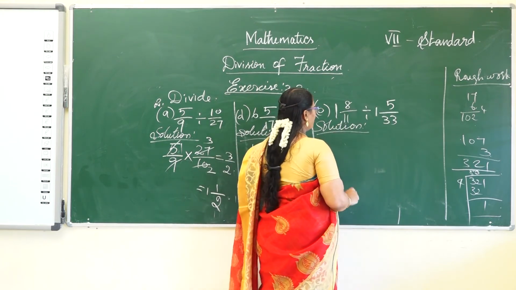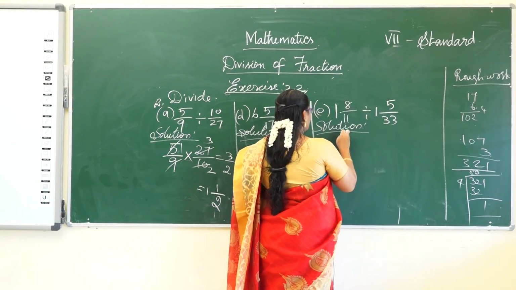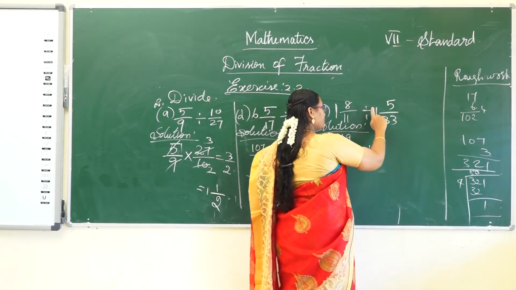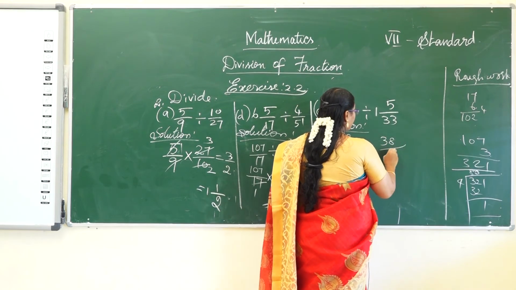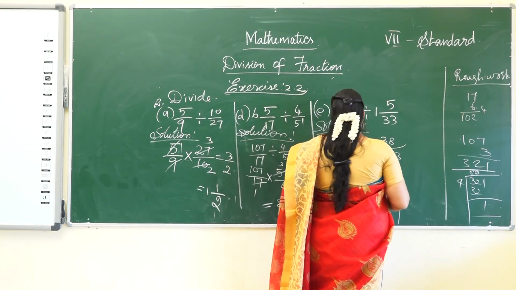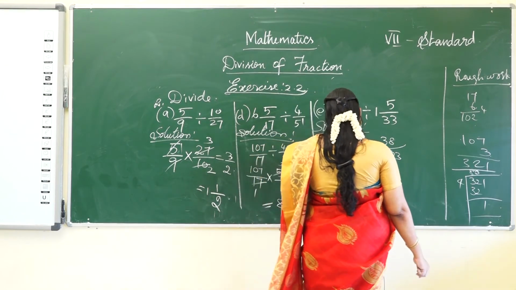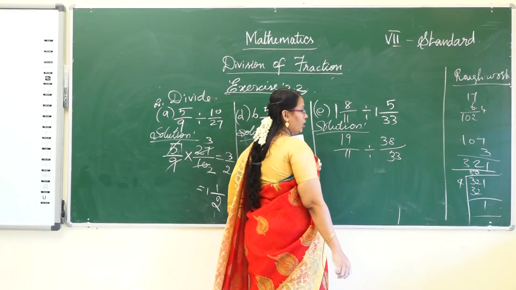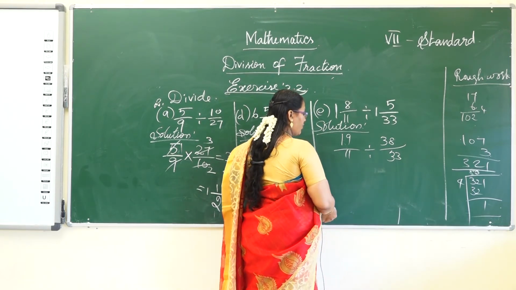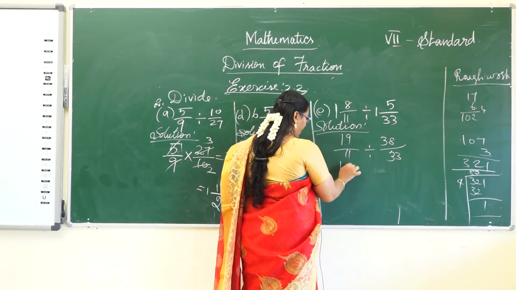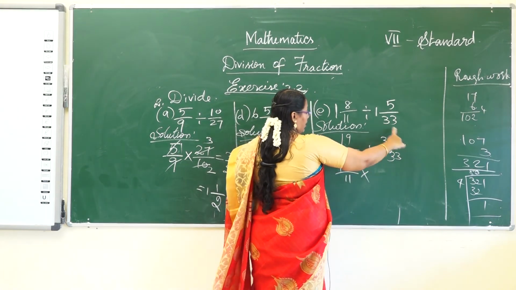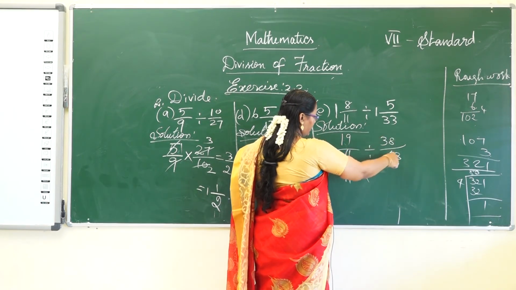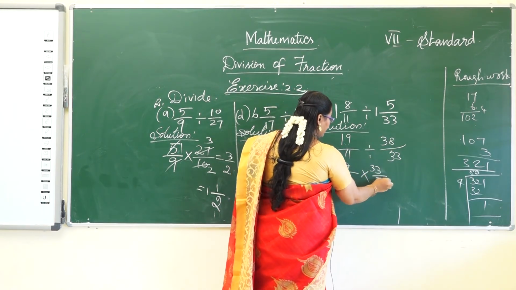Change the mixed fraction to an improper fraction. 11 ones are 11, 11 plus 8 is 19, so 19 by 11 divided by 38 by 33. Now, division of a fraction by a fraction is given. So what do we do? We change division to multiplication with the reciprocal of the fraction. The reciprocal of the fraction 38 by 33 is 33 by 38.